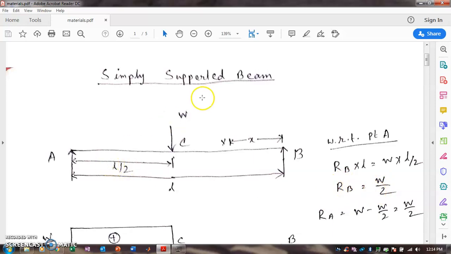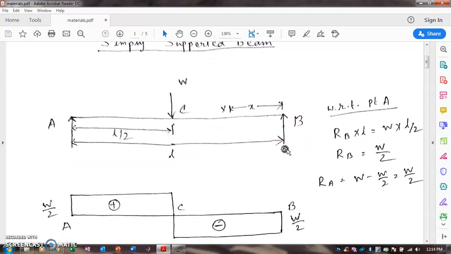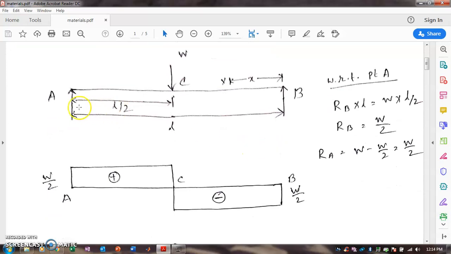And what is RA? The total downward force is W. So RB and RA both are upward. So if RB is W by 2, so RA will be this minus this. Okay. So RA is W minus W by 2. And you can also calculate RA by taking moment about point B. Okay. So now we got the reactions at point A and B.